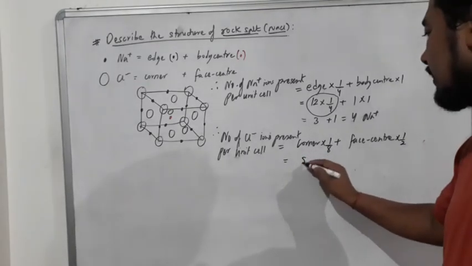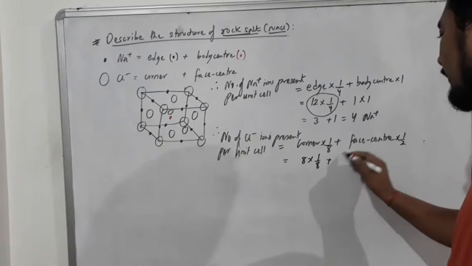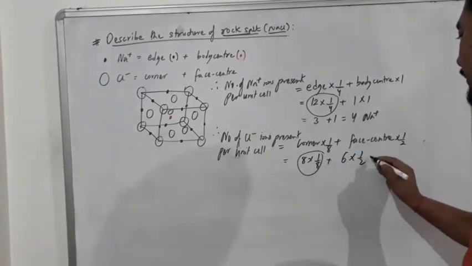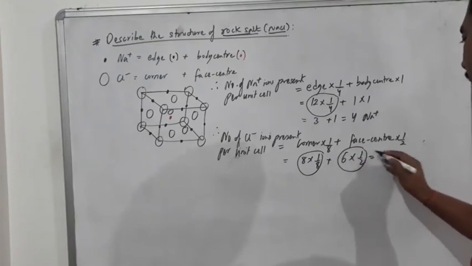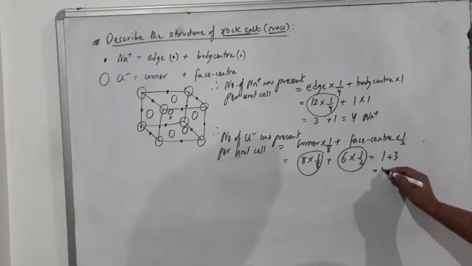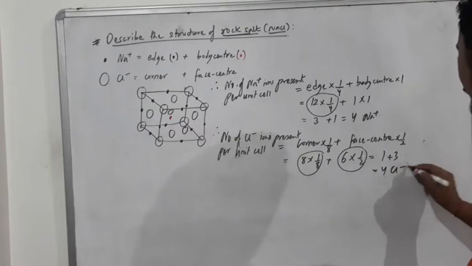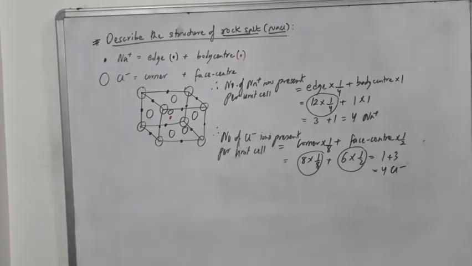Now how many corners are there? As you know, there are 8 corners, and how many faces are there? 6 into half. So if you solve this, it will come 1 plus 3, which equals 4 chloride ions. So do remember, students, in a crystal lattice of NaCl, 4 sodium ions are present per unit cell, and 4 chloride ions are present per unit cell in NaCl.